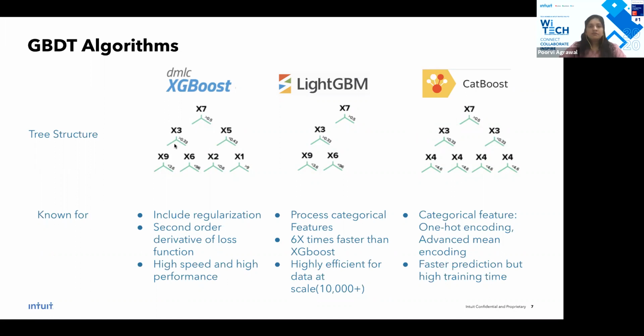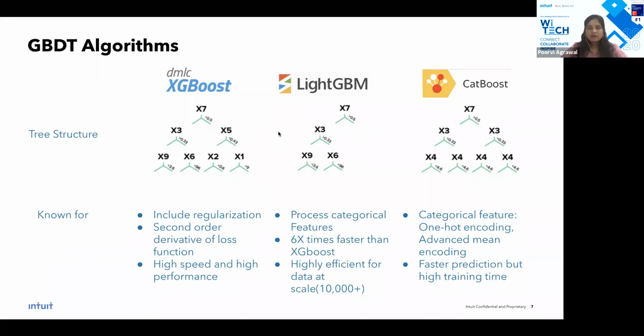It grows the tree horizontally, that is level-wise, and it is known for its very high speed and high performance. The reason it has high speed is because it calculates the second order derivative of the loss function, and that gives information about the direction of the gradient and how to get the minimum of the loss function fast. It also includes regularization, which enhances its performance.